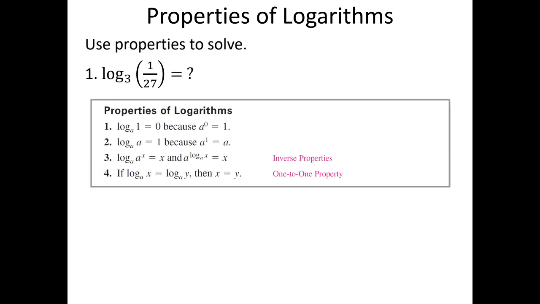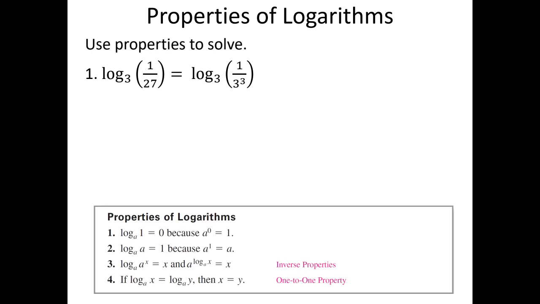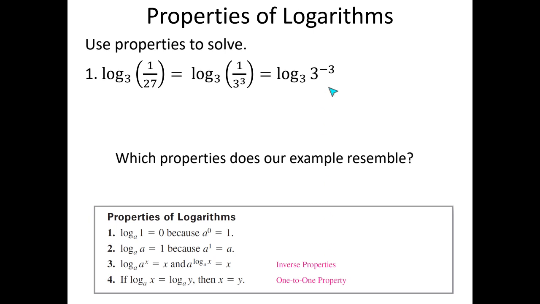Okay, if you want to use the properties, then we can, let me go back. We can try to manipulate this 1/27. I can write it as 1 divided by 3 cubed, which is log of 3. And then if I bring this to the top, we get 3 to the -3. So now you have this base and this base. And so if we use the properties, which one will resemble our problem here? And so here you have the two bases are the same. So your answer is that exponent, -3.